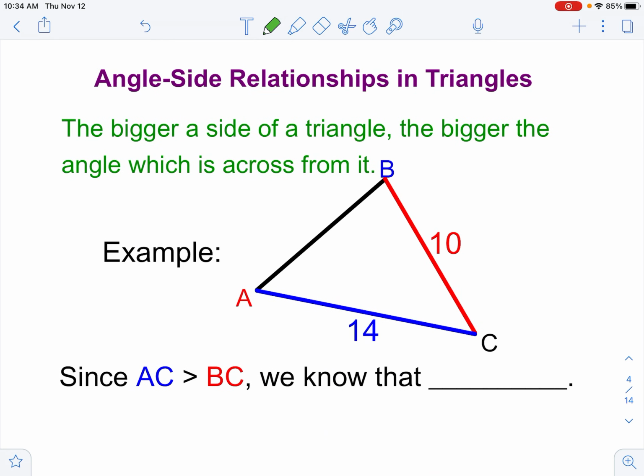Okay, so here's what the relationships are. Angle side relationship in triangles. The biggest side of a triangle is opposite the biggest angle. Okay, so the biggest side's opposite of the biggest angle. The smallest side's opposite of the smallest angle.